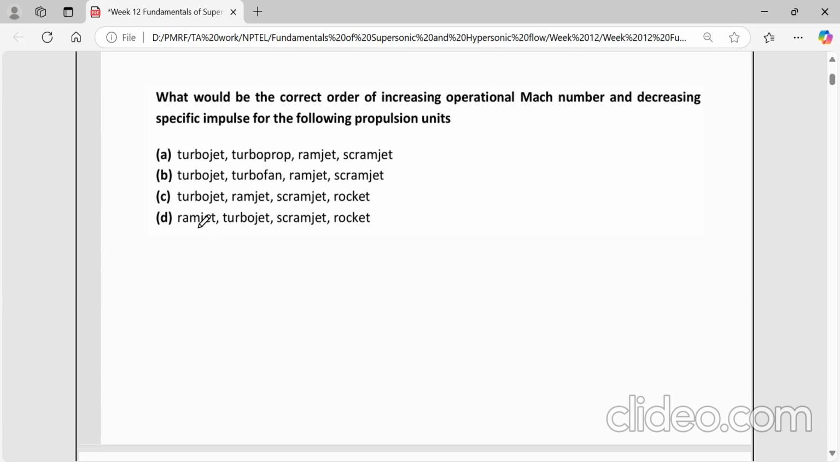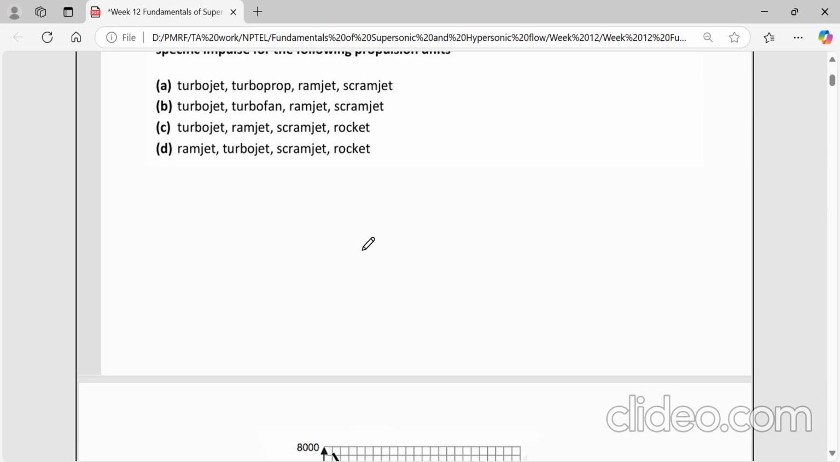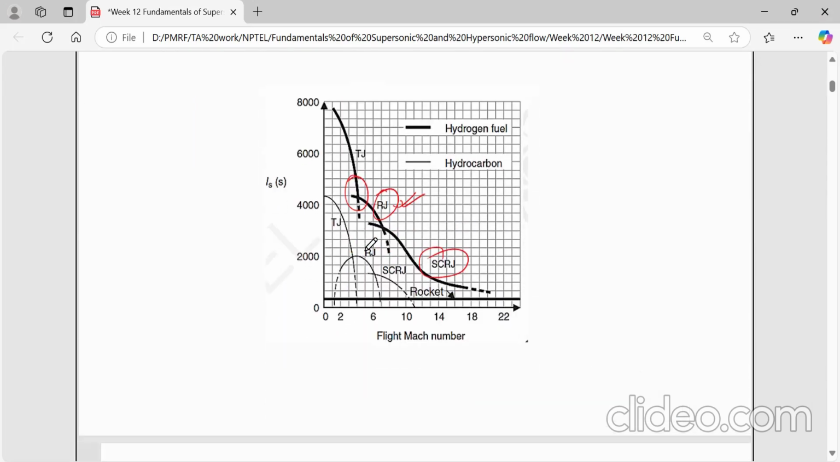What would be the correct order of increasing operational Mach number and decreasing specific impulse for the following propulsion units? There are four options comprising turbojet, turboprop, ramjet, scramjet, and rocket. So what will be the answer for this problem? In that class you might have seen this plot where specific impulse and flight Mach number are plotted together.